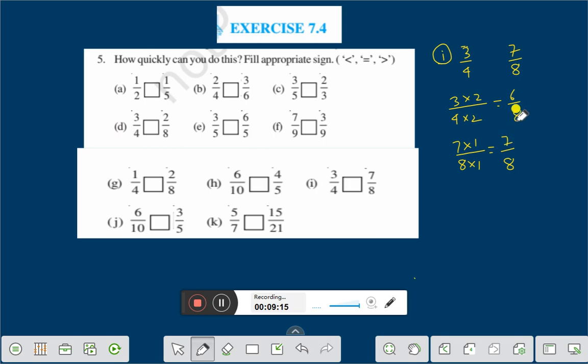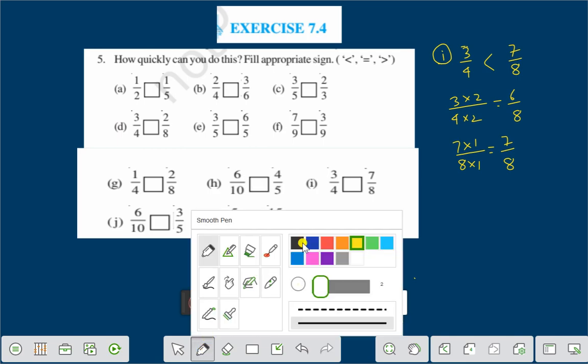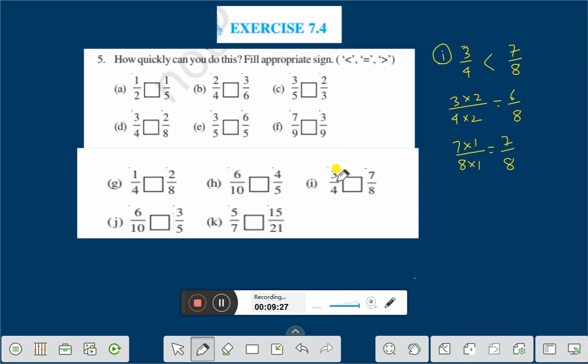That is, 7 by 8 is greater than 6 by 8. That means 7 by 8 is greater than 3 by 4. 7 by 8 is greater than 3 by 4, or 3 by 4 is less than 7 by 8.